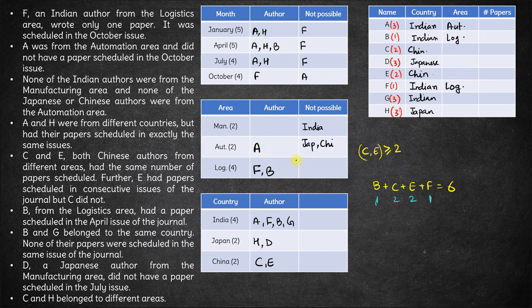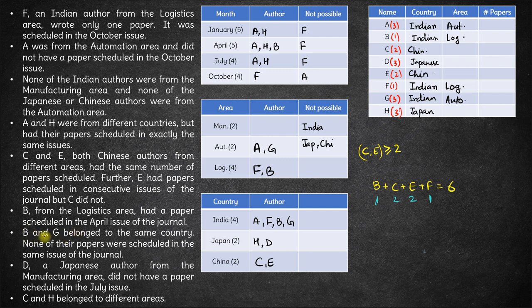And now if you look at this table, we know automation is not done by Japanese or Chinese. Hence automation is only done by Indians. So let's see, automation A is done by an Indian, B is an Indian but does logistics, F is an Indian but does logistics. So the only Indian left to do automation is G. So G must be from automation area. So we have A and G from automation area.